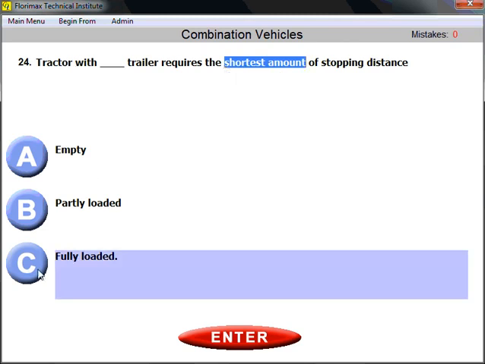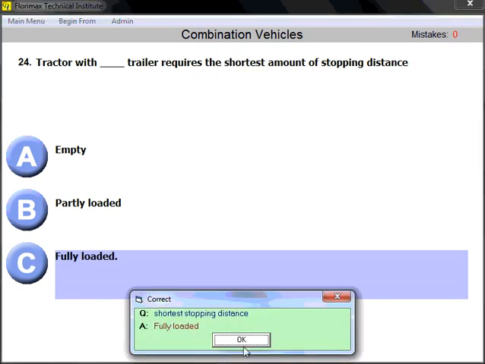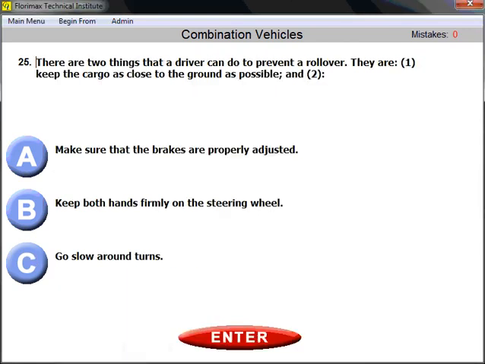And the correct answer is C, fully loaded. Not empty, not partly loaded, not overloaded. It's just fully loaded. Takes the shortest amount. Okay? The distance is the shortest one. Fully loaded trailer. Again, repetition of the same question we encountered before.